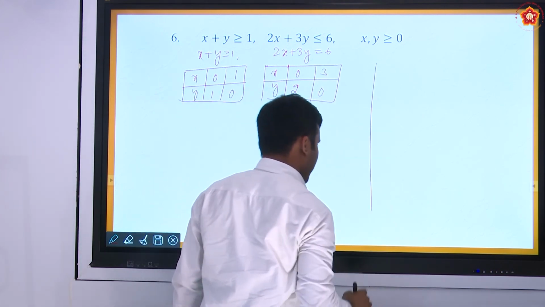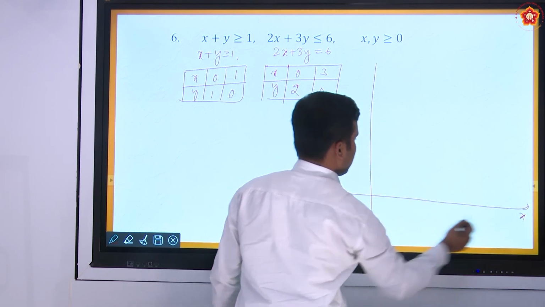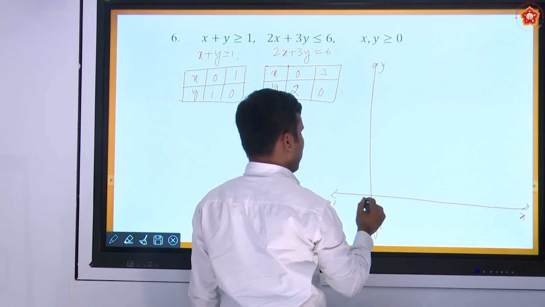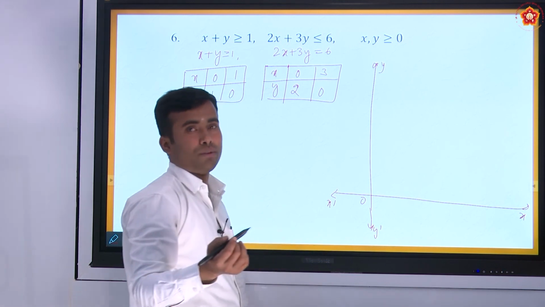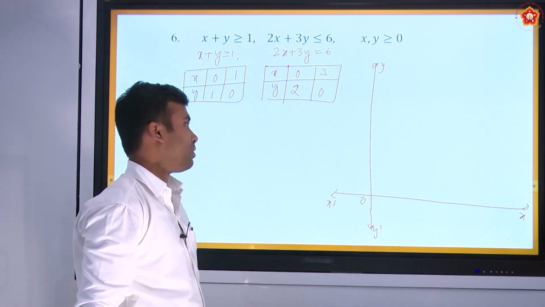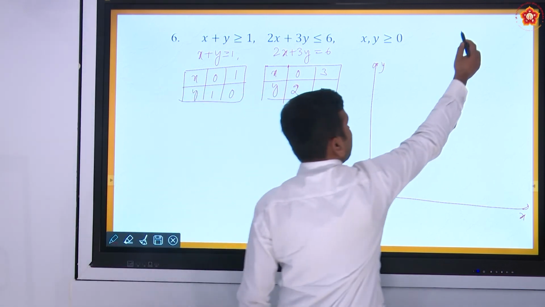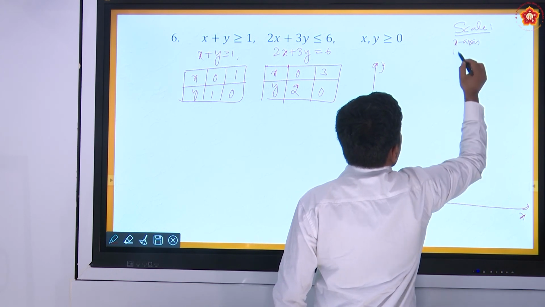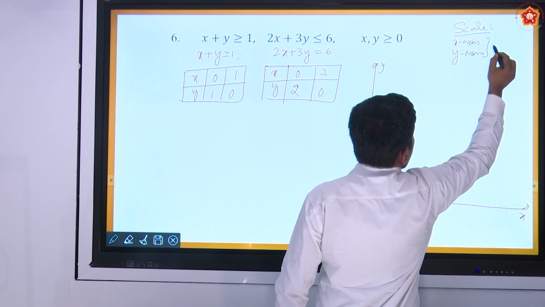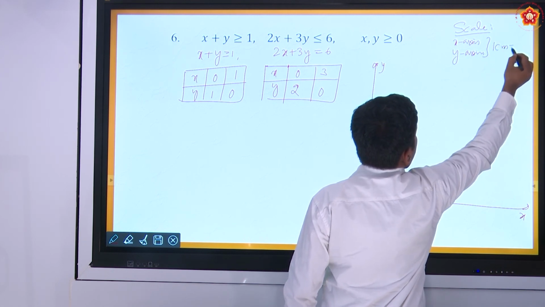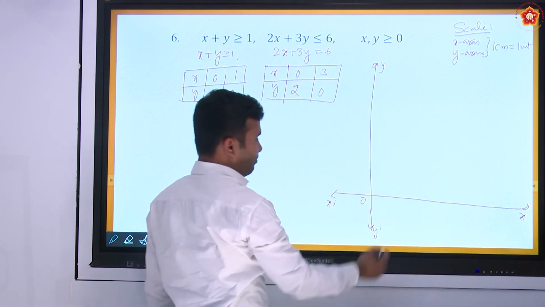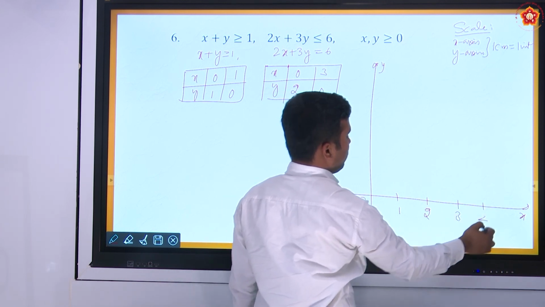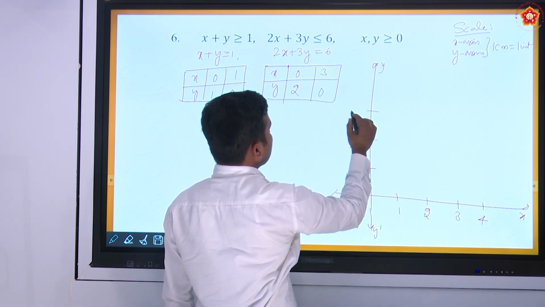Now let us draw a graph for this. X dash, y dash, origin. For the scale, you may take 1 centimeter equal to 1 unit on both the x-axis and y-axis. So it will be 1, 2, 3, 4 on the x-axis, and 1, 2, 3, 4 on the y-axis.